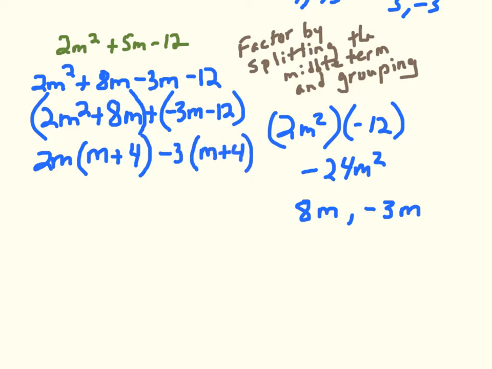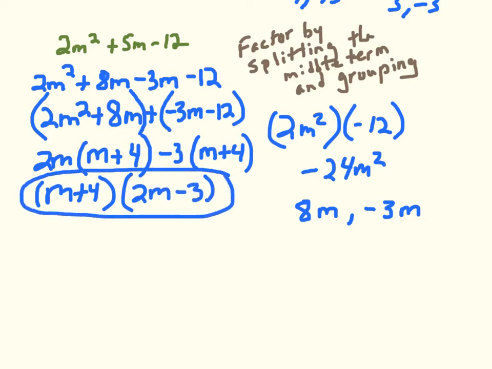Now you'll notice I have the common binomial of m plus 4. I'll factor that out. What remains in the first term after I factor the m plus 4 out is 2m, and in the second term the minus 3 remains. So I'm left with 2m minus 3, and that's the correct factoring of 2m squared plus 5m minus 12. And that's called factoring by splitting the middle term and grouping.